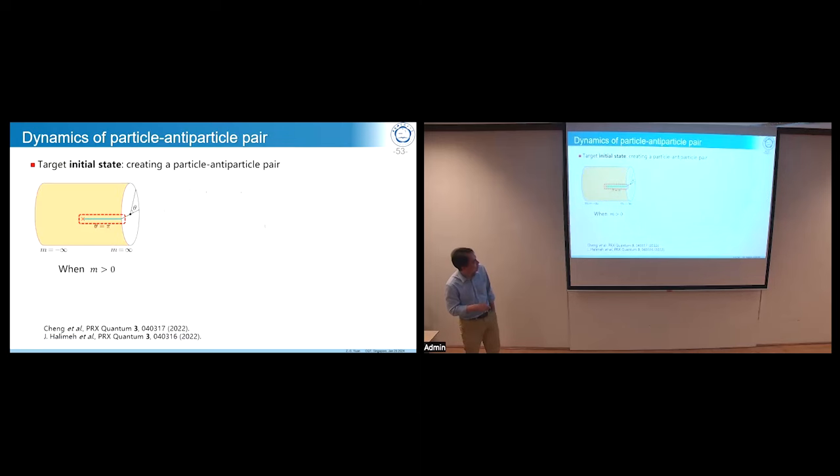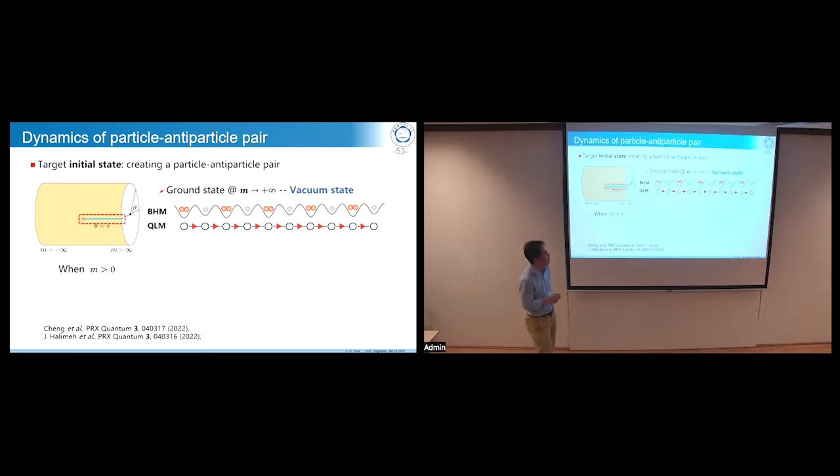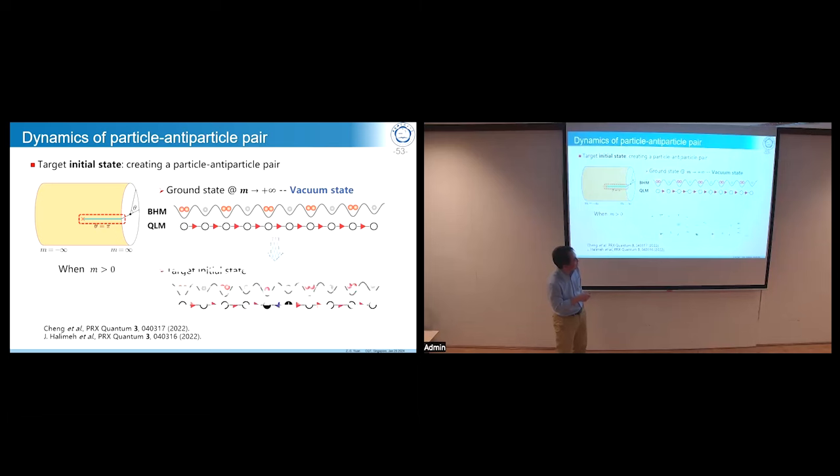So then we can play with this system. At the beginning, we have the vacuum state with no matter, and the electric field is along that direction. We prepare an initial state of 1, 1 filling instead of 2, 0. This corresponds to the excitation of a pair of particles.